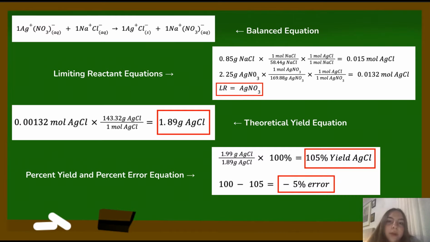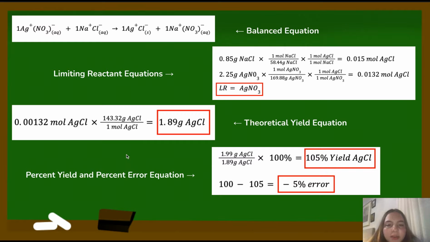The silver nitrate forms 0.0132 moles of silver chloride and can be determined to be the limiting reactant because it creates the smallest amount of moles of silver chloride and will run out before the sodium chloride. Now, to find the theoretical yield, you must take the limiting reactant and the amount of moles it forms for the precipitate, silver chloride, and use dimensional analysis in order to find the grams of silver chloride from this equation theoretically. I found that there is 1.89 grams of silver chloride from this experiment for the theoretical yield.